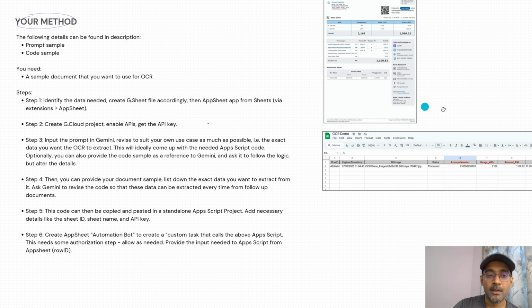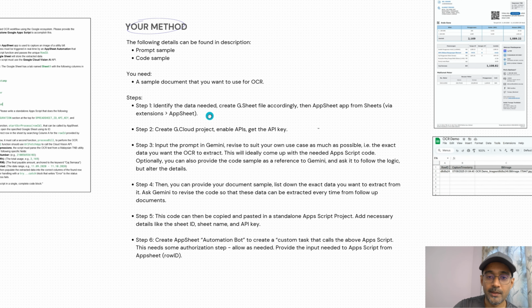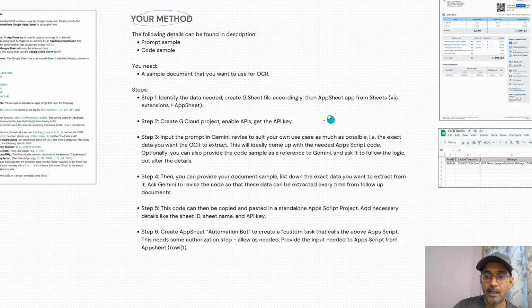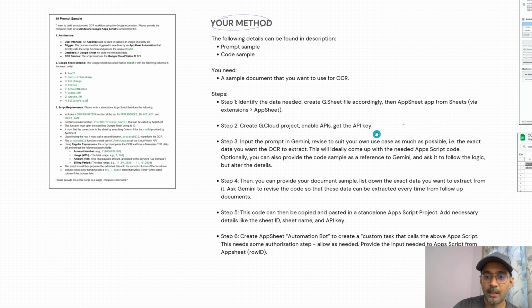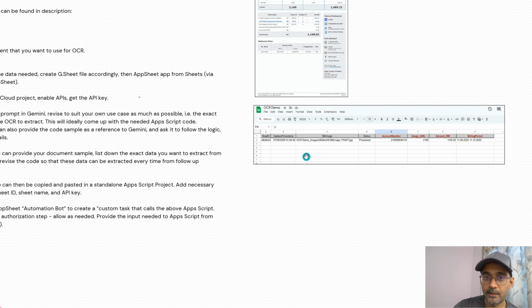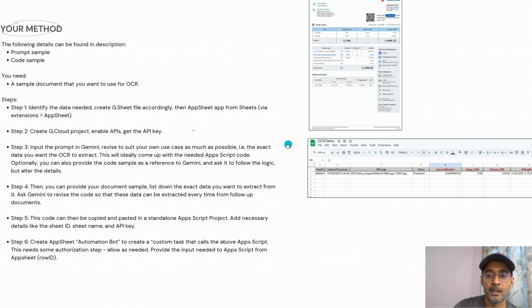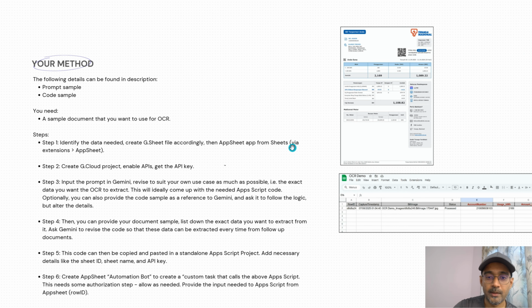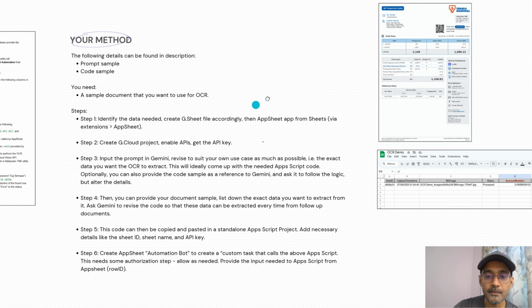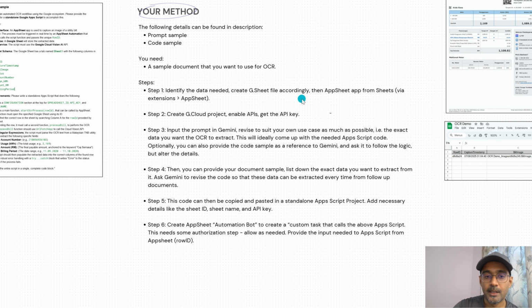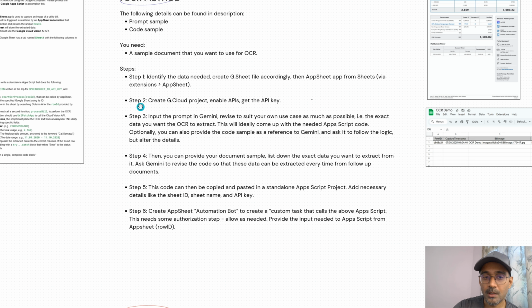Once you identify all the data that is needed, you can create this Google Sheets file in your Google Drive, and then you can create the app interface, so that you can just use the app to take the image, like how we saw earlier in the example. Once you do this, the next step is you create your Google Cloud project, you enable the APIs that were mentioned earlier, and then you get the API key.